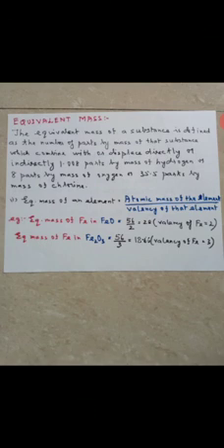Alright, so the equivalent mass of a substance, you can see on the screen, is defined as the number of parts by mass of that substance which combines with or displaces, directly or indirectly, 1.008 parts by mass of hydrogen, or 8 parts by mass of oxygen, or 35.5 parts by mass of chlorine.